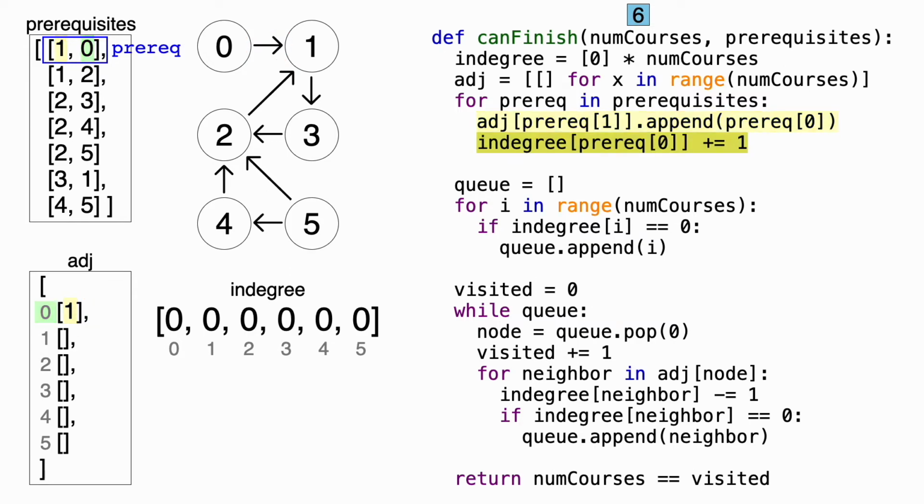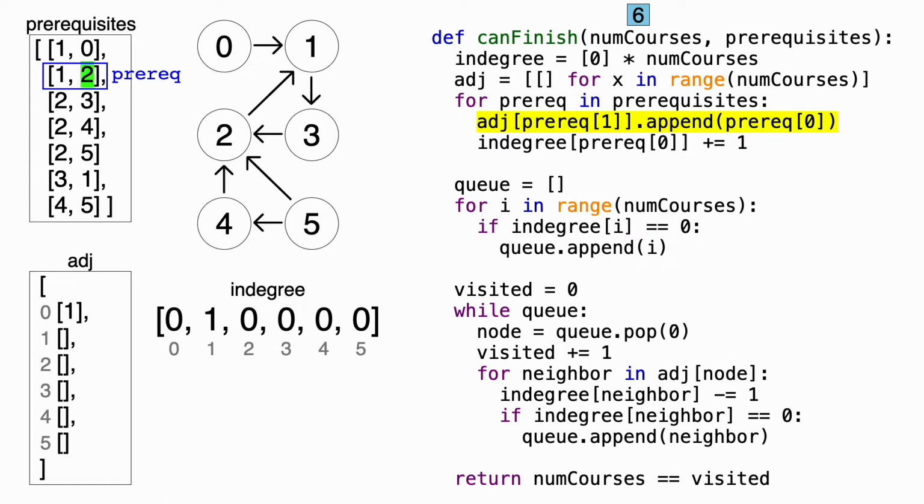We're also going to increment the in-degree of the appropriate node. So again, the element at index 0 of prereq is 1, so let's increment the value at index 1 of in-degree. So now we acknowledge that node 1 has an edge going into it. Let's move on to the next pair. This is an edge that goes from node 2 to node 1. So again, the element at index 1 of prereq is 2.